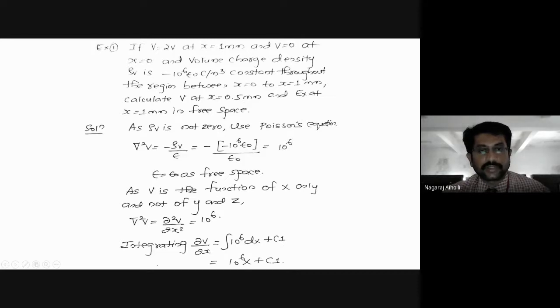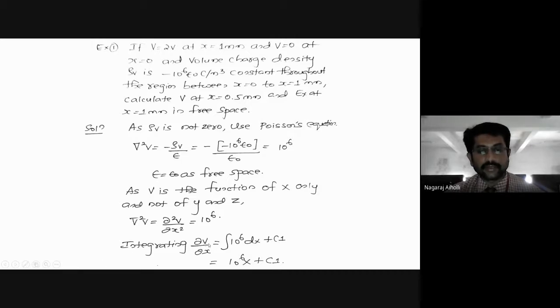Here we are solving the Poisson's equation, so that we'll be able to find the values of c1 and c2. So we get integration 10 raised to 6 dx plus c1. If we integrate it, we get 10 raised to 6 x plus c1. This will be the equation once we integrate under the integral symbol.